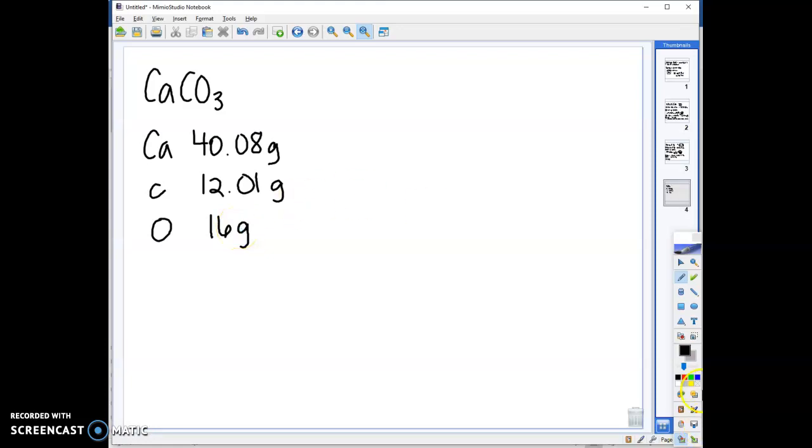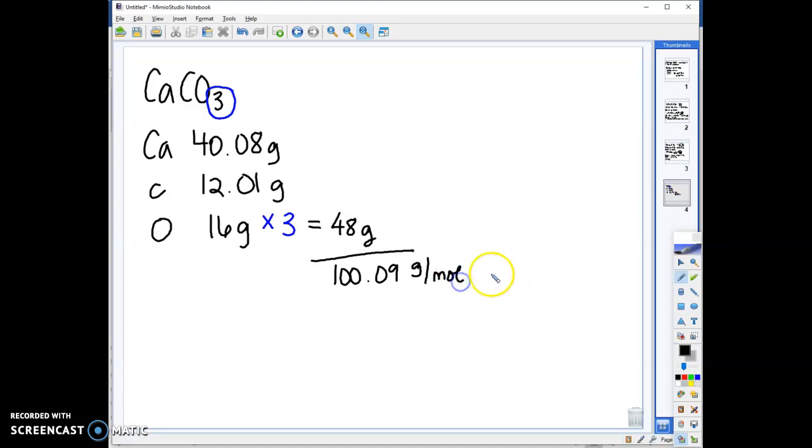But if you look at the oxygen, you notice something about it that you don't see with calcium and carbon. You notice this subscript 3 down here. What that means is we have to multiply our molar mass of oxygen by 3 because we actually have 3 atoms of oxygen. And so it's actually going to be 48 grams. Then I add up all 3 of those, and I end up with 100.09 grams per mole. And so that is my molar mass of calcium carbonate.